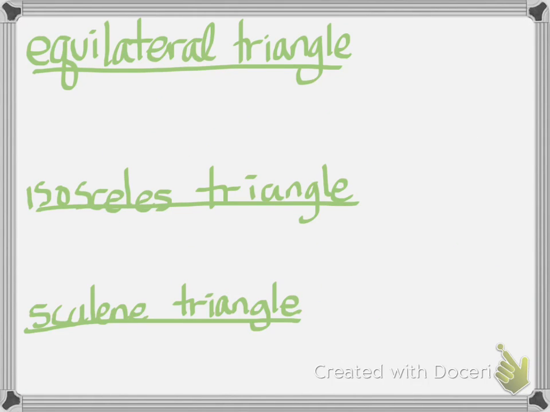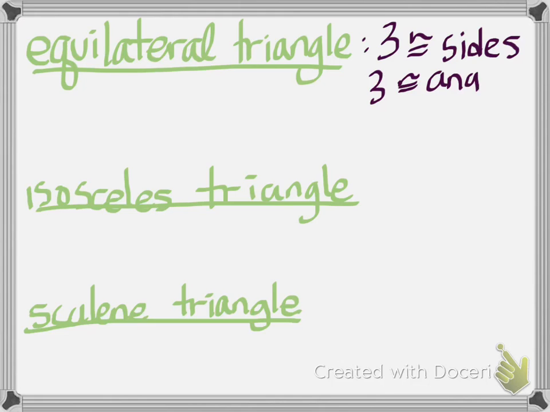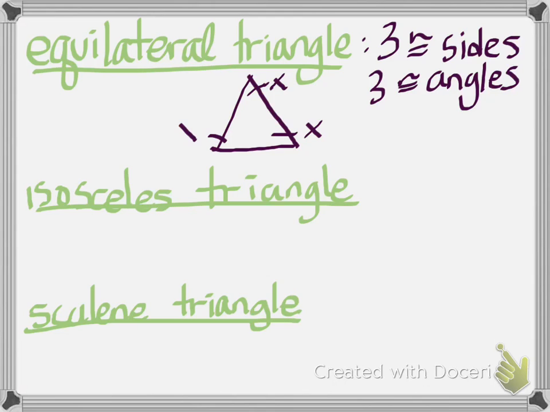These are the next three definitions for triangles: equilateral triangles, isosceles triangles, and scalene triangles. Equilateral triangles have three congruent sides. Remember, that symbol means congruent. And three congruent angles. So the triangle always basically looks like that, where this might be x degrees, this is x degrees, and so is this, and all of the sides are congruent.